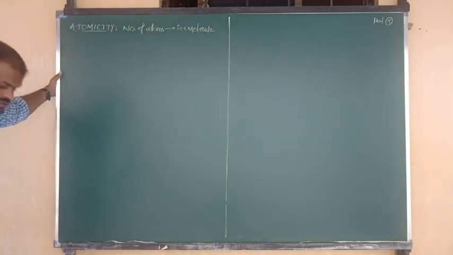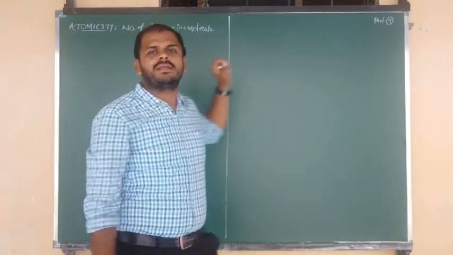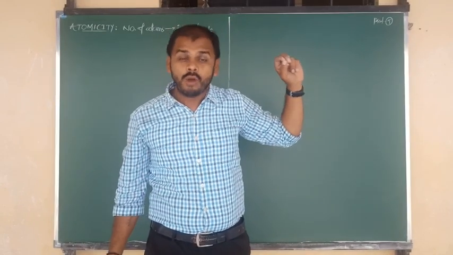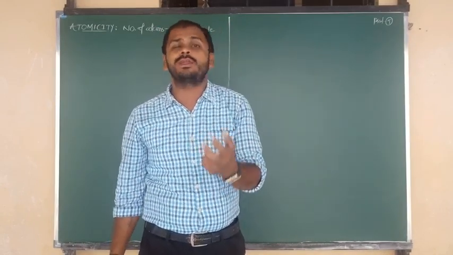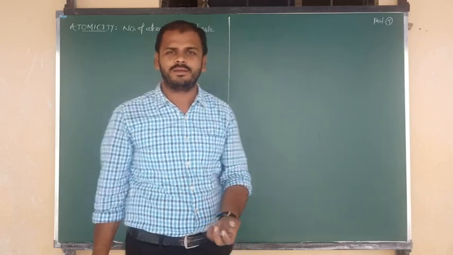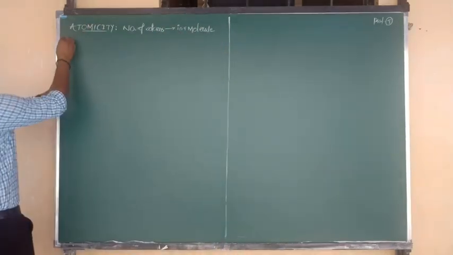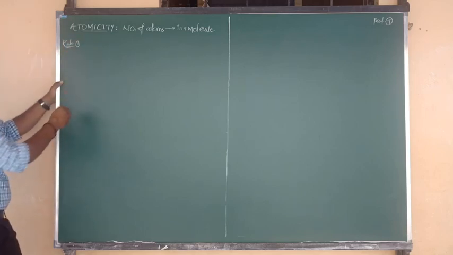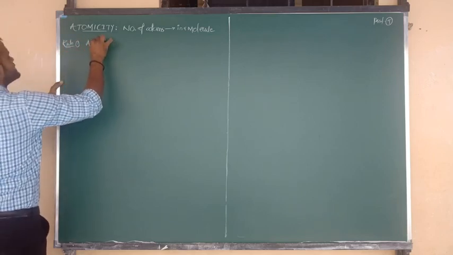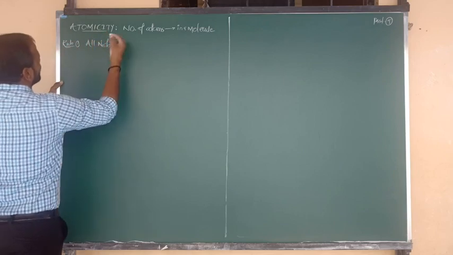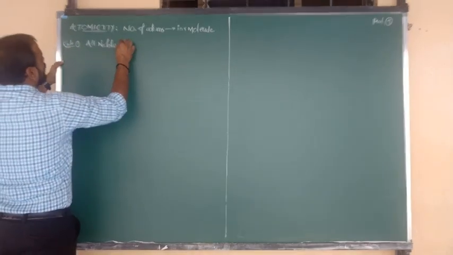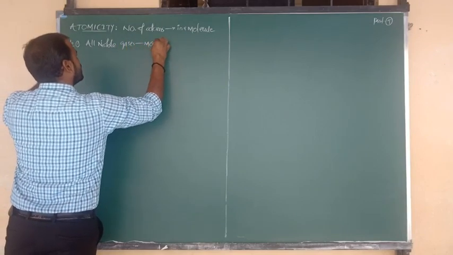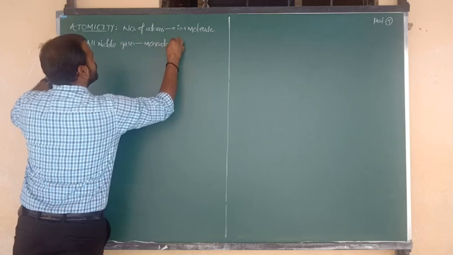Before finding atomicity, you have to remember two to three very common rules. I want to tell you rule number 1: all noble gases are monoatomic. All noble gases are monoatomic.